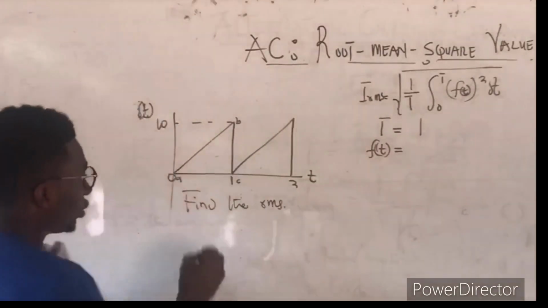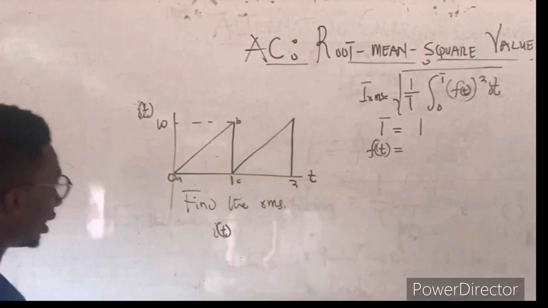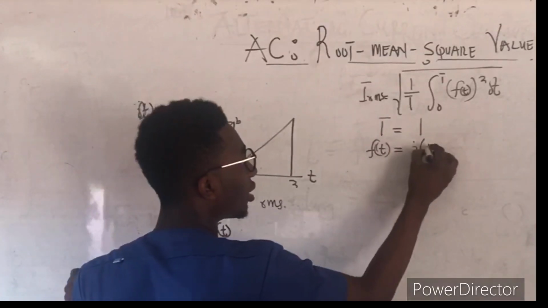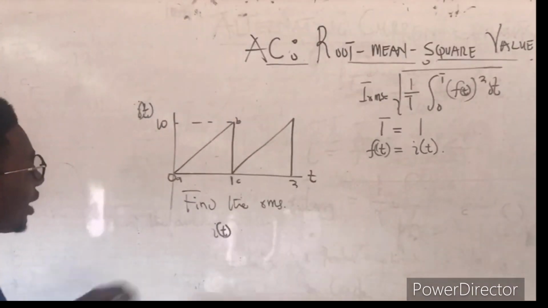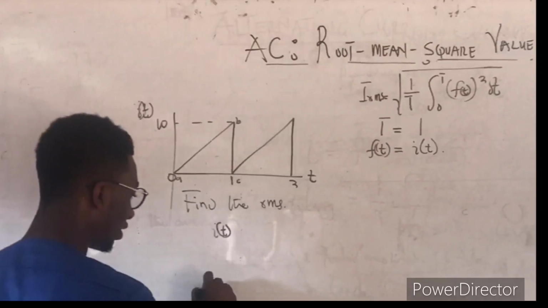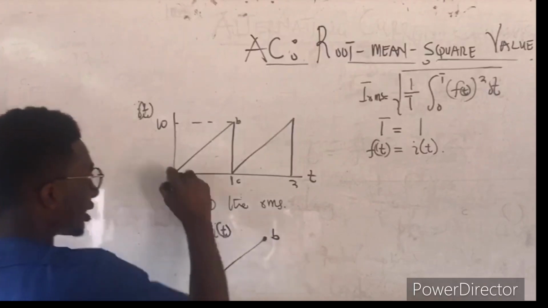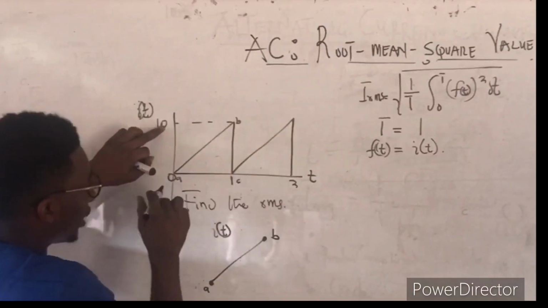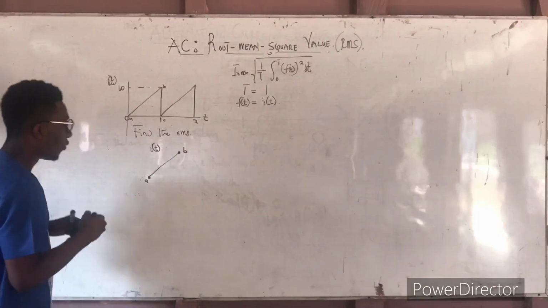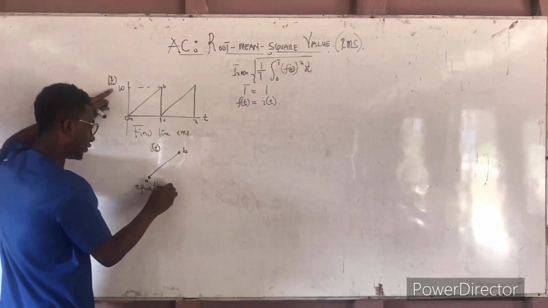But how do you get the function? The function here is I of t. But how do you find the I of t here, because it was not given to us? There is a way we can find it. You can consider line AB as the focus, because that is what is giving the peak. We can use the equation of a straight line to find I of t.